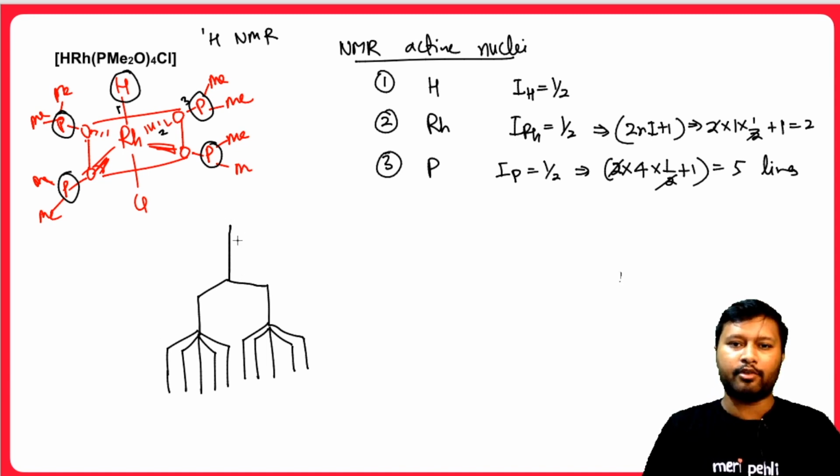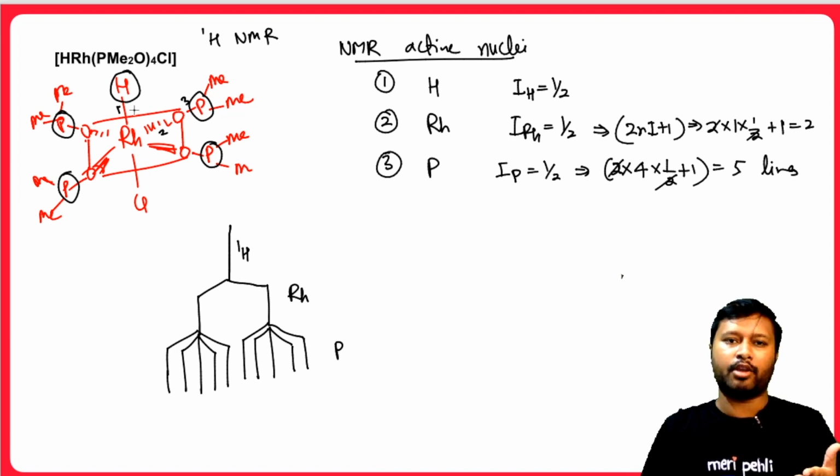This single line was coming because of the hydrogen itself. These two splittings have happened because of rhodium, and further splitting has taken place because of phosphorus. Now the question should come up in your mind: what about these methyl groups? Are they not going to cause splitting to this hydrogen? So let's look upon it.